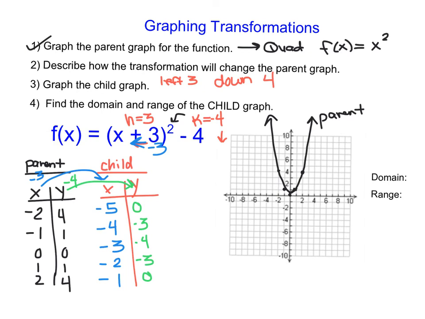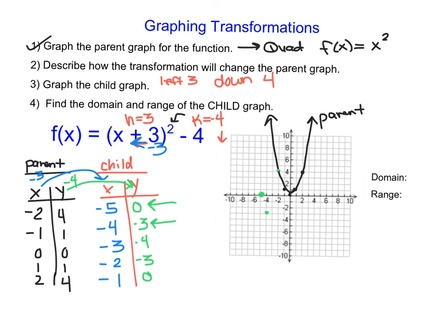So you can use the tables if you want, or you can go right to the parent graph and you can say, well, this graph is going to move left 3, so I'm going to take this point and move left 1, 2, 3, down 1, 2, 3, 4, which if you look is exactly the point I expected here. It's the point x is -5, y is 0. And then I plot the next point, so I can go left 3, down 4, or I can go directly to x is -4, y is -3. It's going to get me to the same place, left 3, down 4, or just utilizing the table.